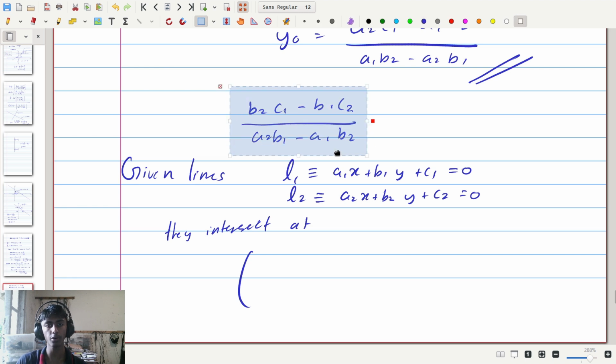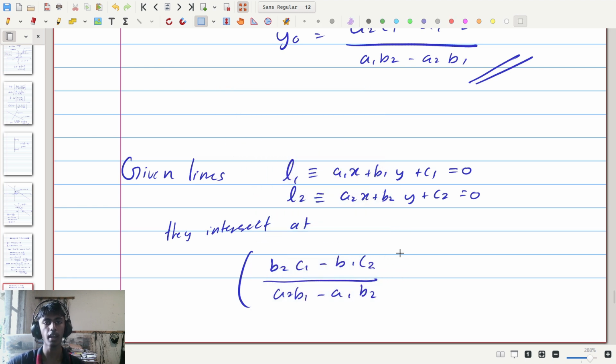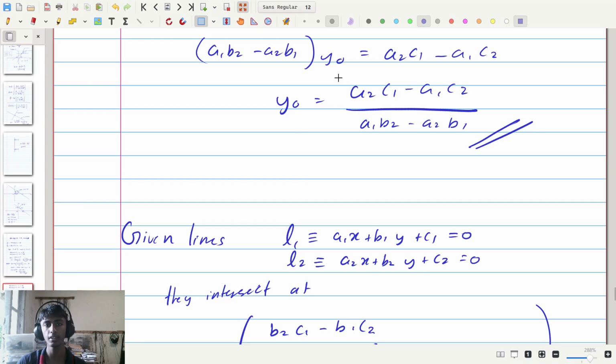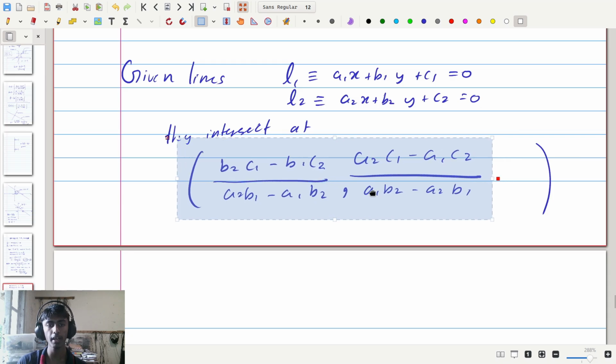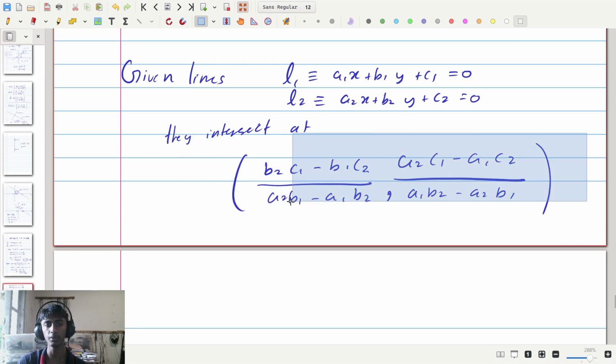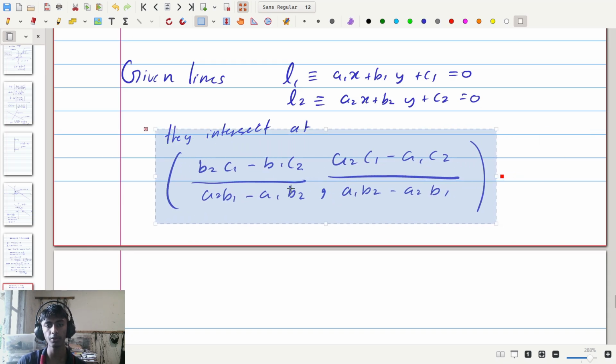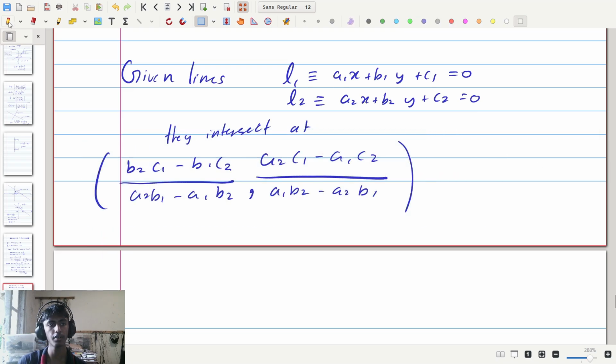This right here is the x coordinate that we found, comma, and then the y coordinate that we found. The y coordinate that we found is this thing here. So we're going to take that, copy it, paste it into here, and we can see that this is valid when we do not have a1 b2 minus a2 b1 equaling 0. So we're going to take this to the left. We're going to say this is valid for a1 b2 not equal to a2 b1.